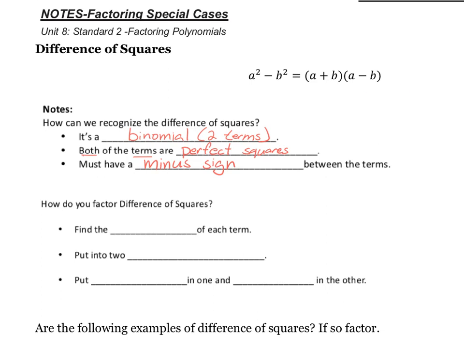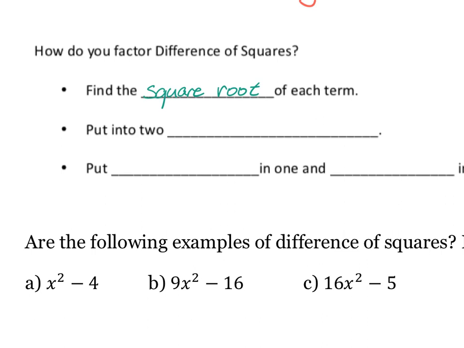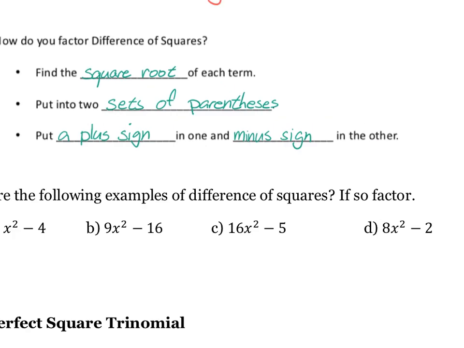Okay, so how do you factor the difference of squares? First, you need to find the square root of each term. So if it's a perfect square, then you can find the square root of it. It's going to be either an integer or a variable. Next, you're going to put it into two sets of parentheses, and I'll show you all this below. And then you're going to put a plus sign in one and a minus sign in the other.